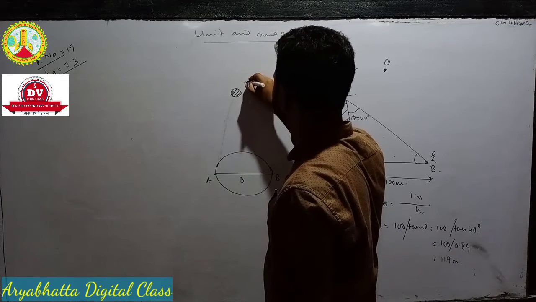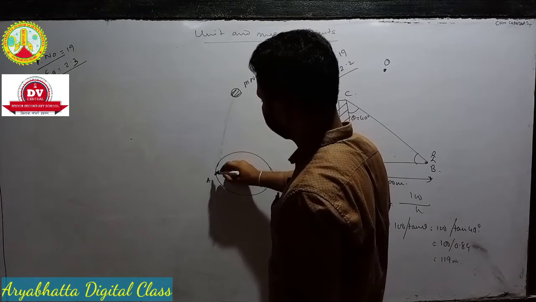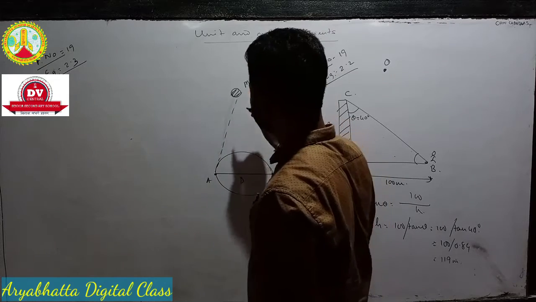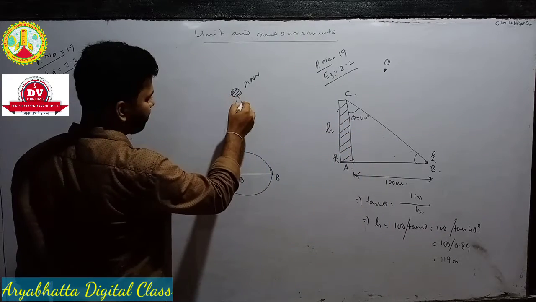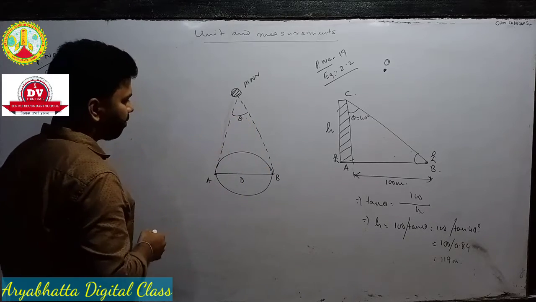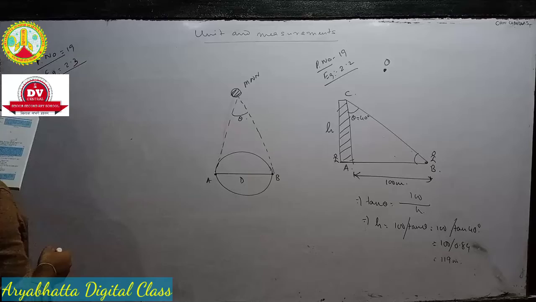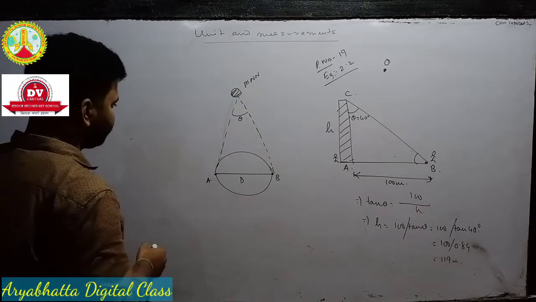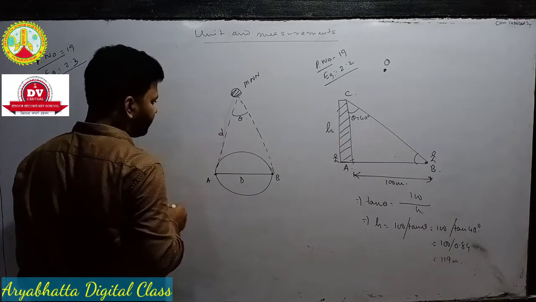This is the moon. So this one and this one. This angle is theta. Okay. So you have to calculate the distance of the moon from the earth. This d you have to calculate.